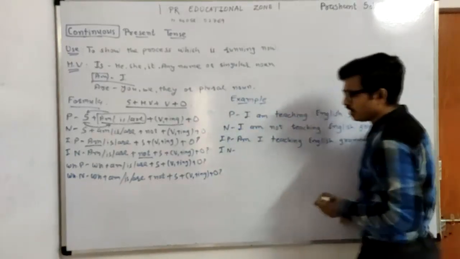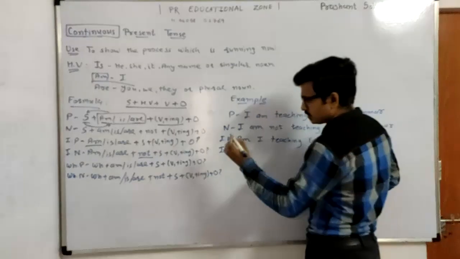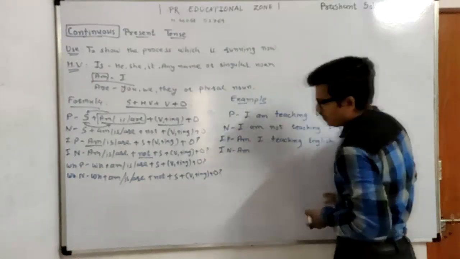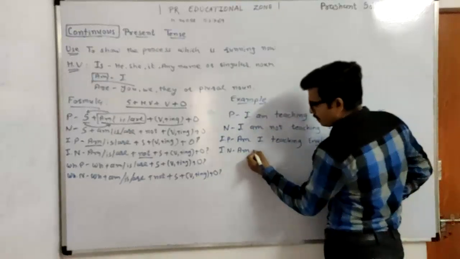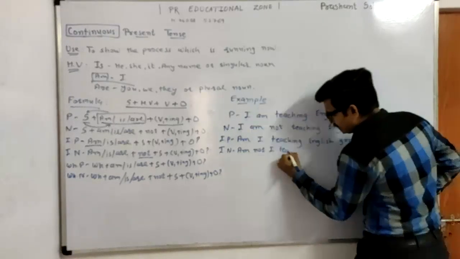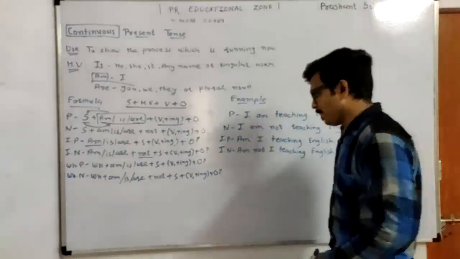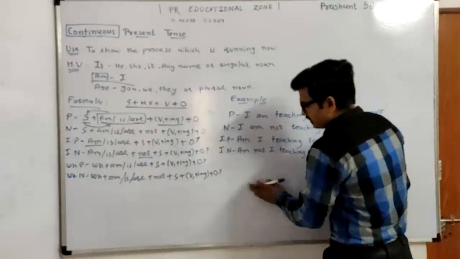So now we are going for the interrogative negative. As in the formula, not will come after the helping verb. Am not I teaching English grammar? This is the negative sentence of the interrogative.